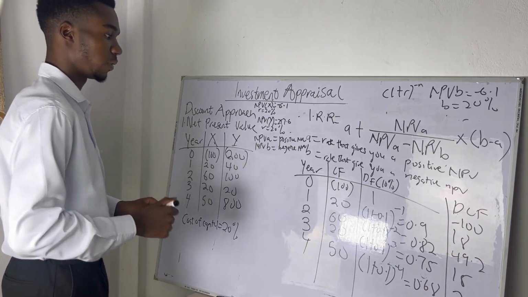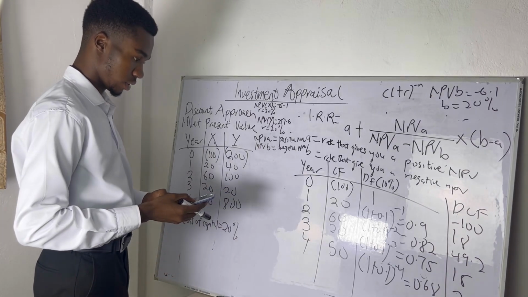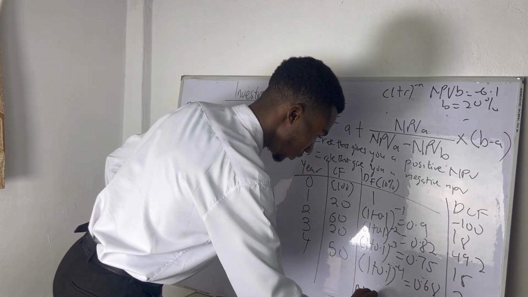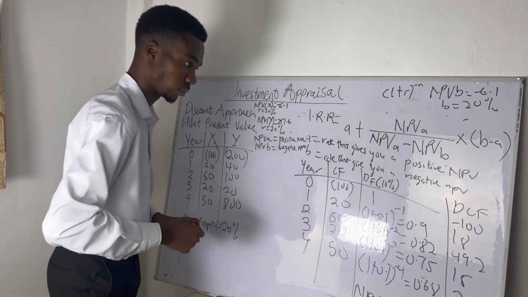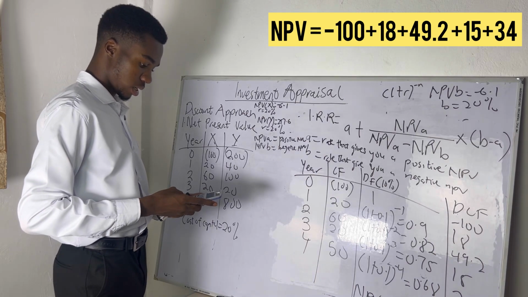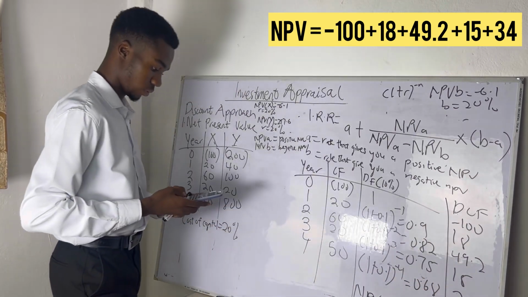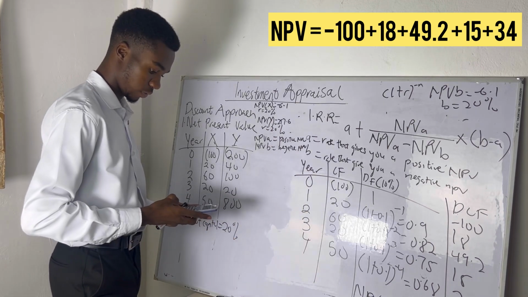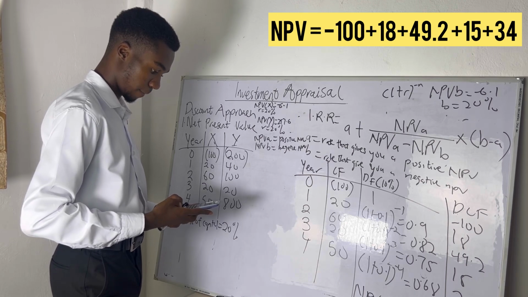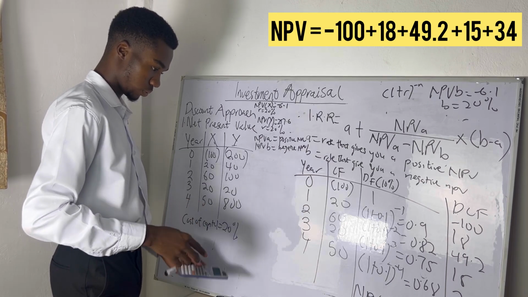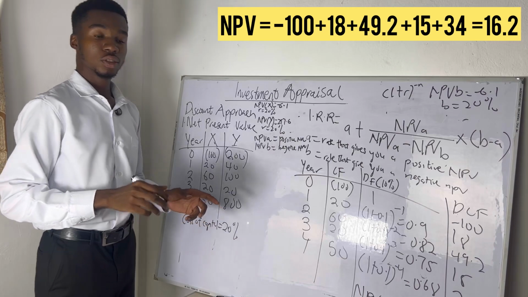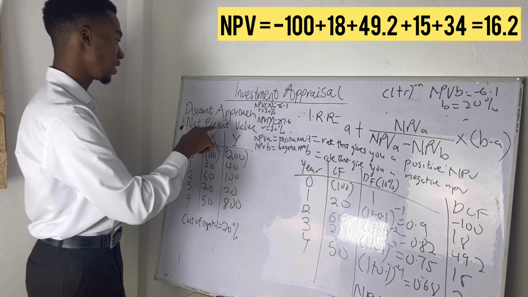So now to get our net present value, so we are still in investment X. So the net present value will be, we'll add all the discounted cash flows. So you have negative 100 plus 18 plus 49.2, plus the 15, plus 34. We are getting 16.2. So now we got 16.2 for the same investment X.